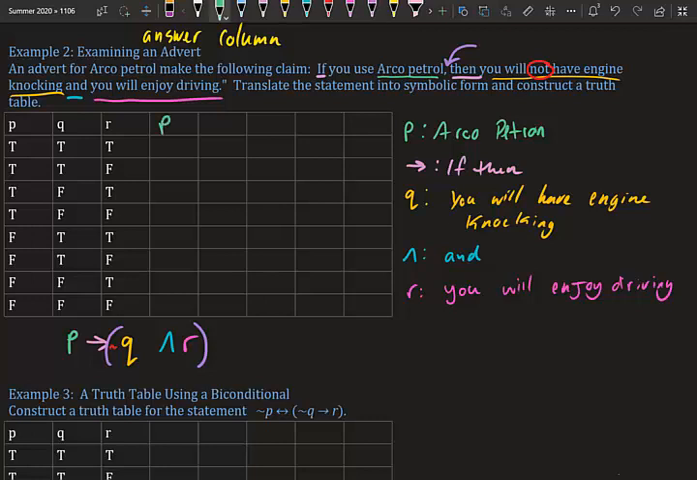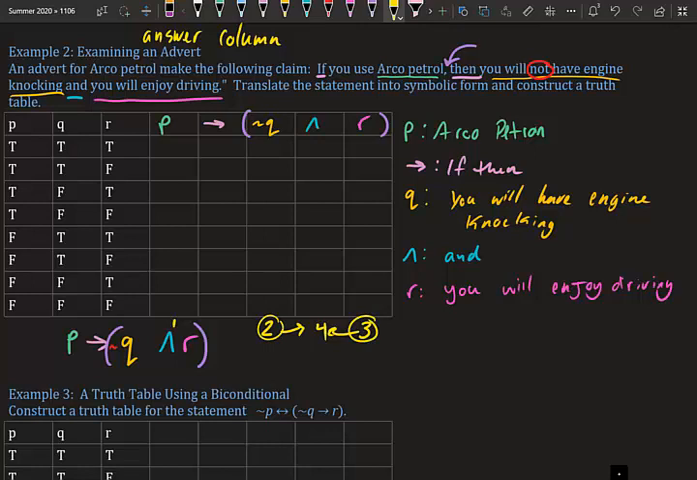We have P, if then, parentheses, negation Q, and R. So I'm going to do the P first. Then I'm going to go inside the parentheses. So opposite sides of the connective. Now we need the connective. So 2 and 3 give us 4.